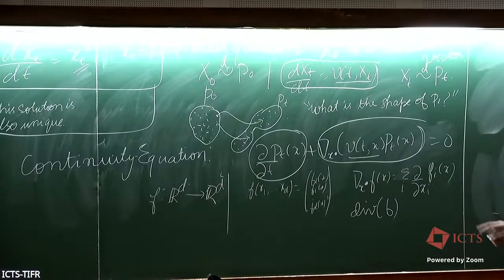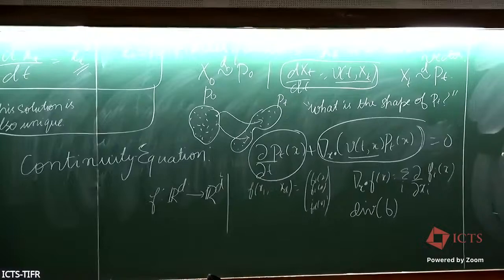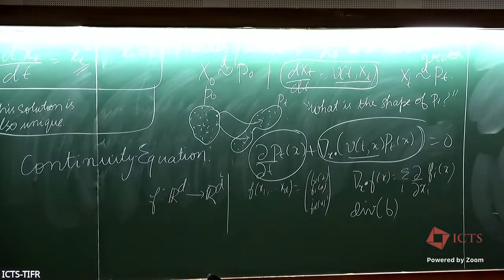A Fokker-Planck equation has an additional term here, a diffusion term. But the Fokker-Planck equation can also be seen as a continuity equation, which I will come to in the derivation of reversal. Okay, so now we will derive this via test function theory.